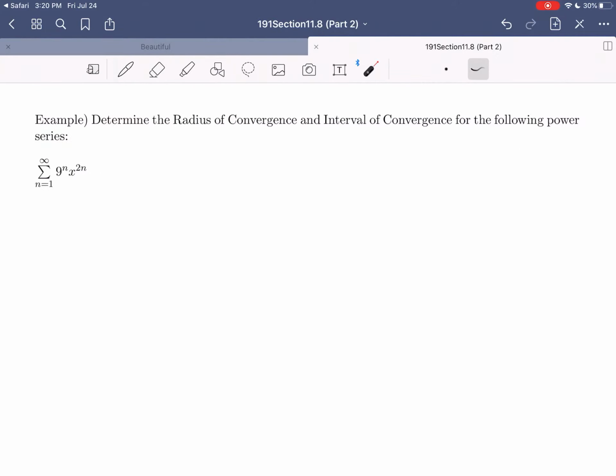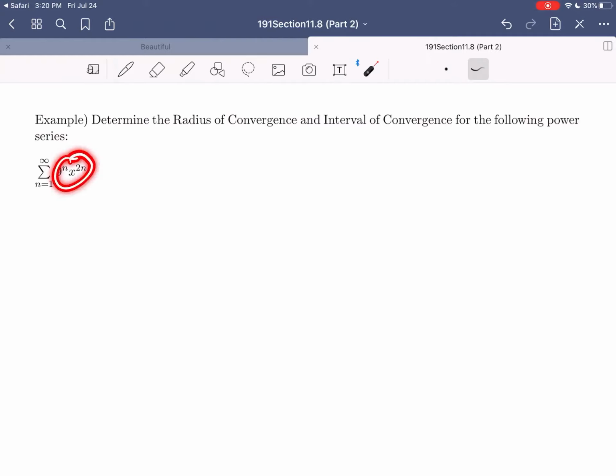We want to determine the radius of convergence and interval of convergence for this power series: sum n equals 1 to infinity, 9 to the n, x to the 2n. Now, one thing you should notice is that this doesn't have just x to the n. If we were to write this out, instead of having some number x plus some number x squared plus some number x cubed plus dot dot dot, this one is going to have some number x squared plus some number x to the 4th plus some number x to the 6th. So it only has the even exponents. But it's still a power series, and we still analyze it the same way.